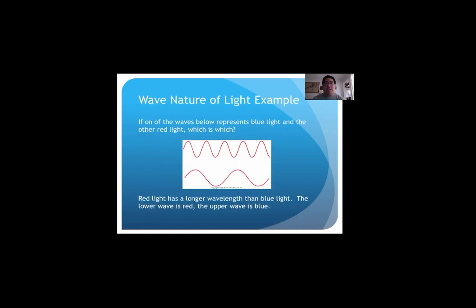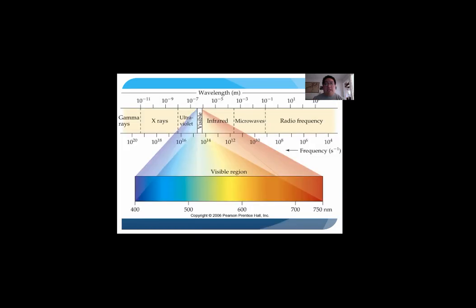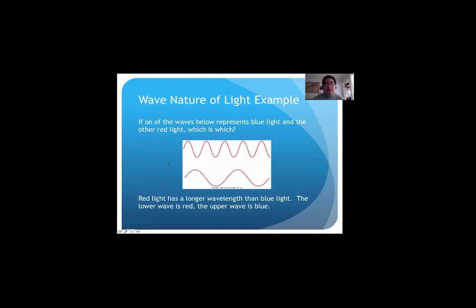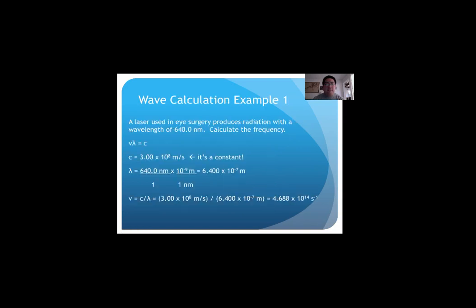Okay, here's a light example. So here we have two waves. Which one would represent blue and which one would represent red? If we go back and we look at our visible spectrum, remember, blue should have a shorter wavelength than the red, and it should also have a higher frequency. So if we look at which one has a shorter wavelength and the higher frequency, it's the top figure. So we would expect this top one to be blue, and then the lower wave would be the red. And hopefully that makes sense if you think about it.